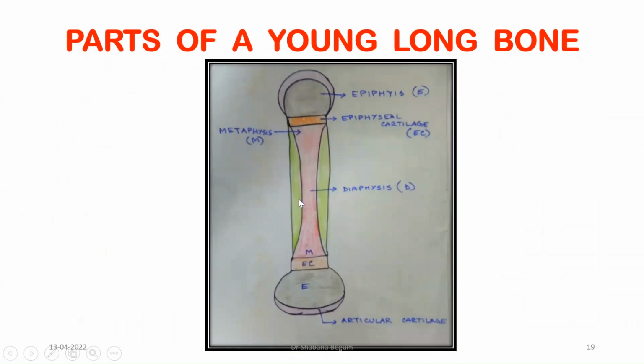The shaft consists of a tube of compact bone with a medullary cavity inside, and this medullary cavity contains the bone marrow. The shaft has three surfaces separated by three borders. Long bones ossify or are preformed in cartilage.